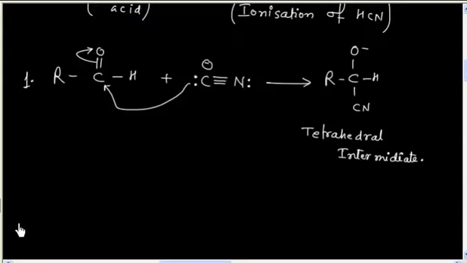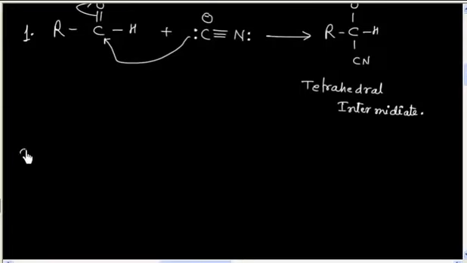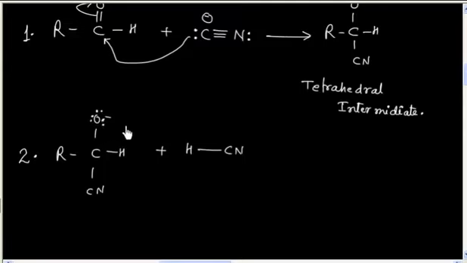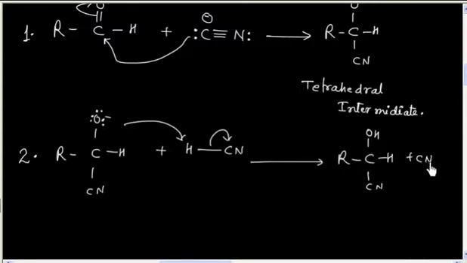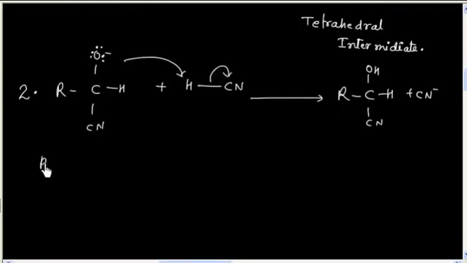Now in the next step, the tetrahedral intermediate gets protonated to give cyanohydrin. So the next step is simply protonation of the tetrahedral intermediate. So we will have finally cyanohydrin. This step is simply protonation, and this is basically an acid-base reaction. HCN is acting as acid and this is acting as a base.